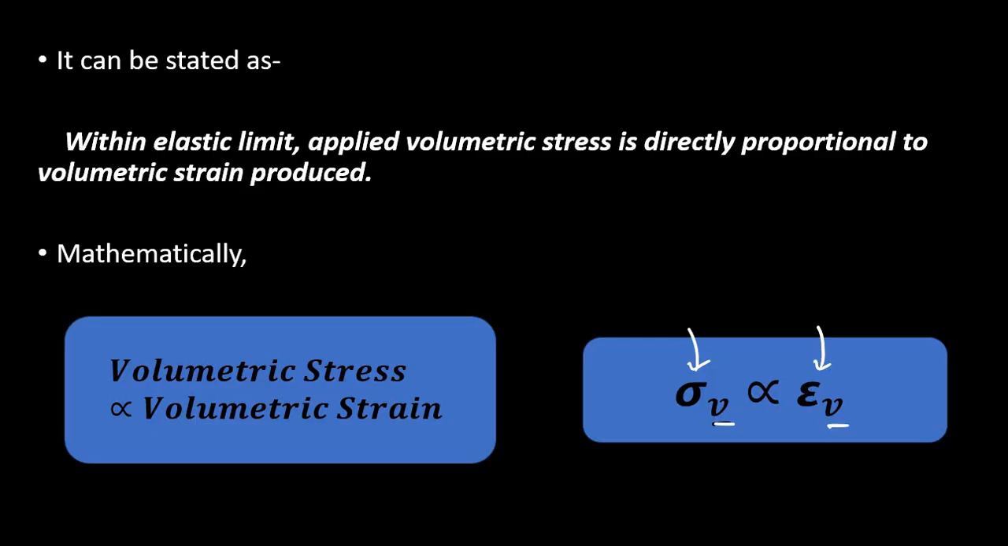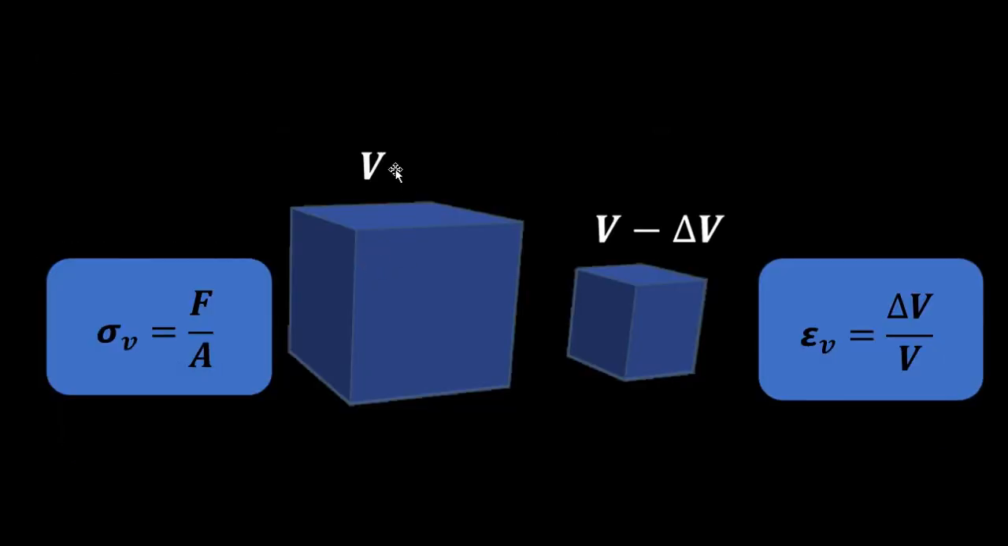Let's say we have an original object of certain volume V, and because of the applied volumetric stress, there is a reduction in the volume by this margin. So for the volumetric stress, the cross-sectional area of each face is A for simpler analysis.